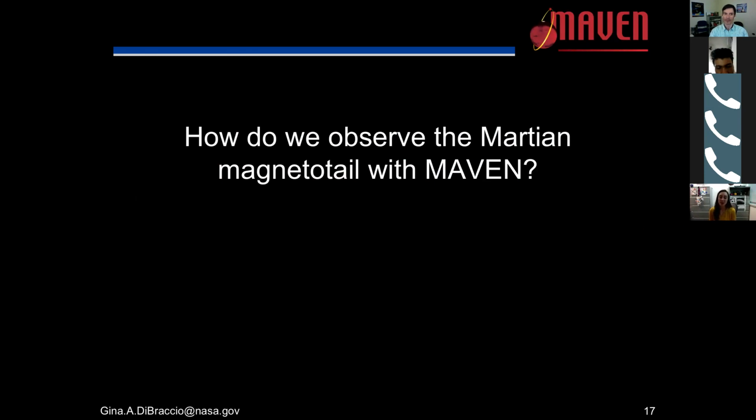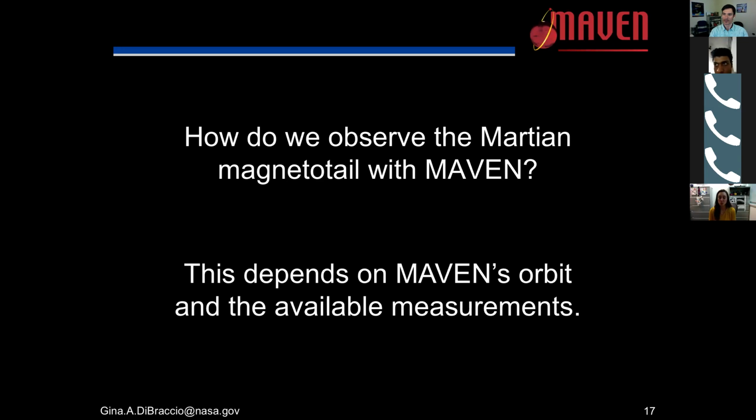We'll talk about how we're actually going to observe the magnetotail of Mars using MAVEN. And to answer that question, it really depends on two things. It depends on MAVEN's orbit, and it depends on what measurements we have available.